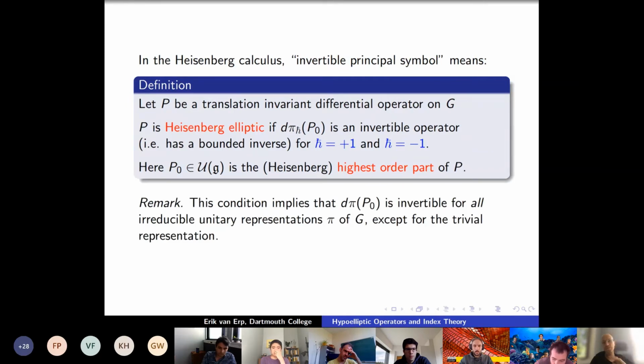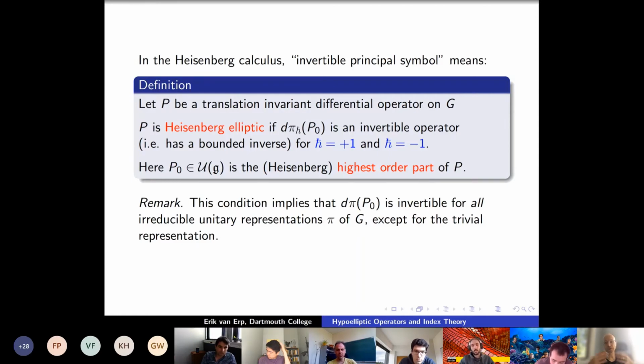It's only required to be invertible for h bar equals +1 and -1, but that's just for convenience because the p0, this highest order part, is homogeneous of some order. And there's a certain kind of symmetry in the representation theory that if it's going to be invertible at +1, it's going to be invertible for all positive values of h bar. If it's invertible at h bar is -1, it will be automatically invertible for all negative values of h bar. And then lastly, if it's invertible for all values of h bar, it's also invertible in all the scalar representations of the Heisenberg group. So that's why you don't have to mention those.